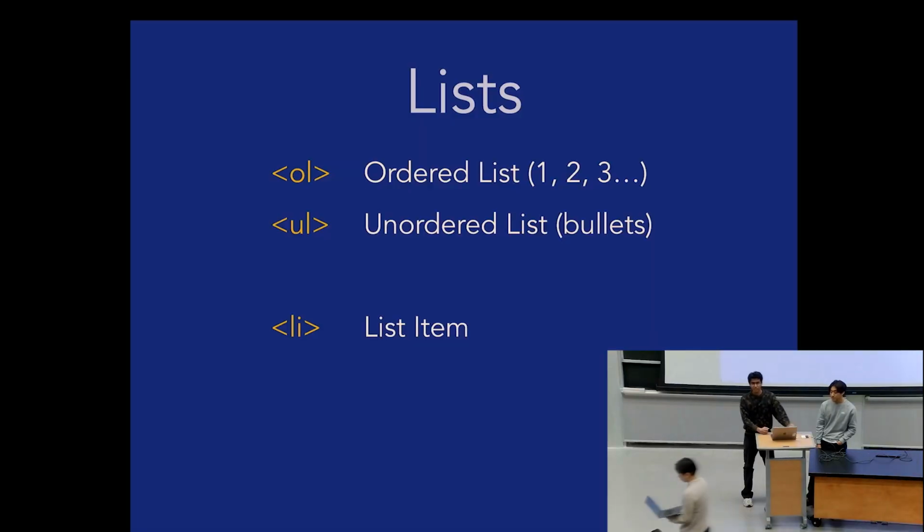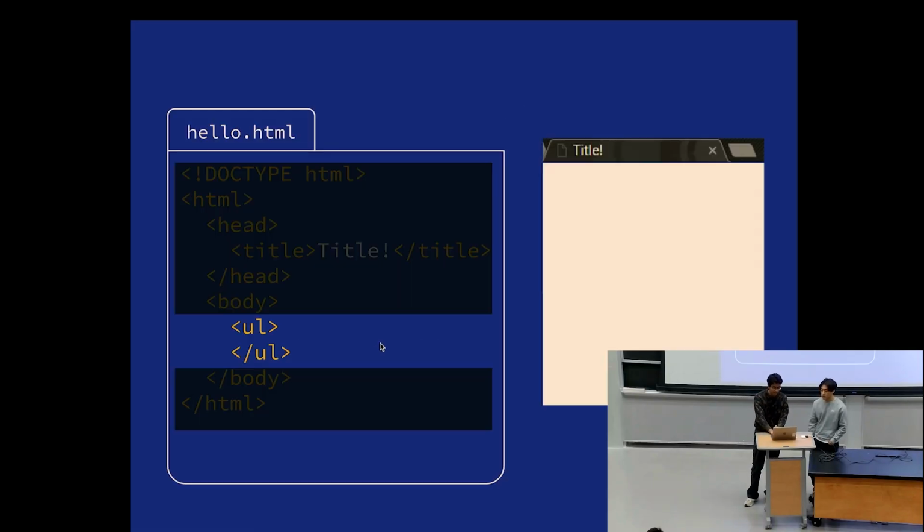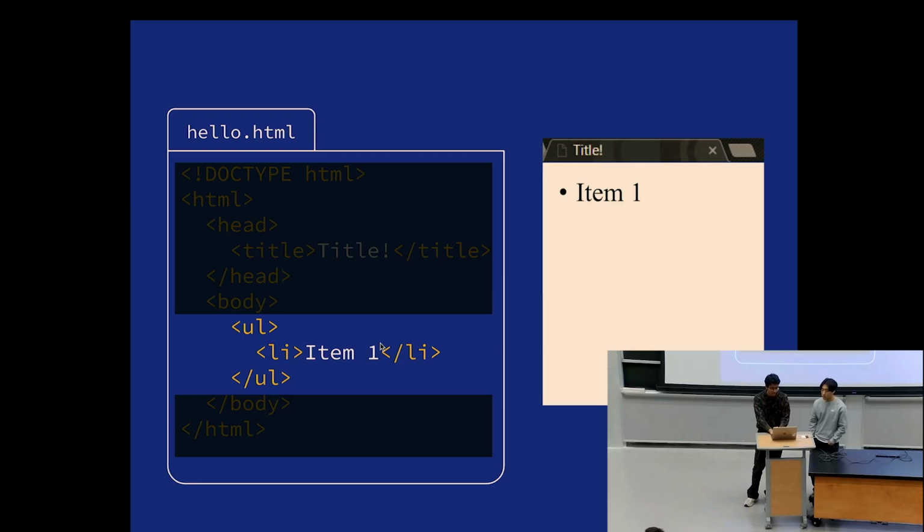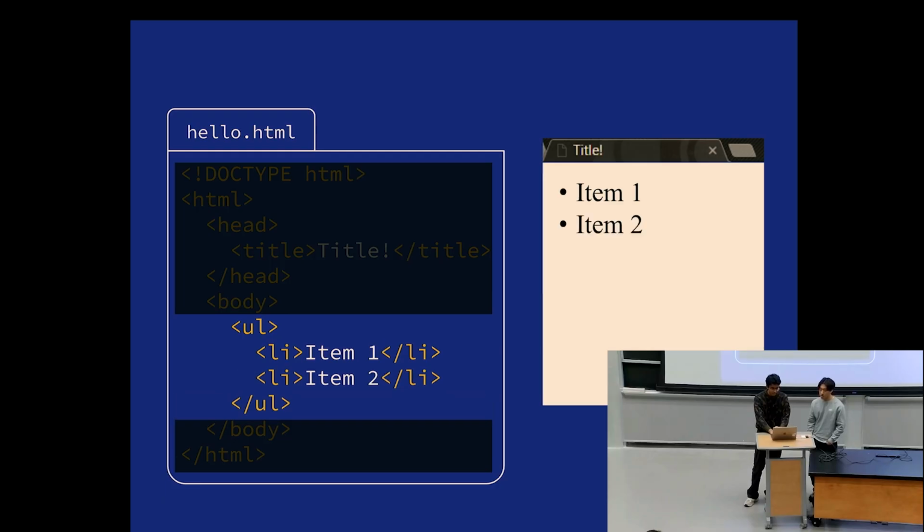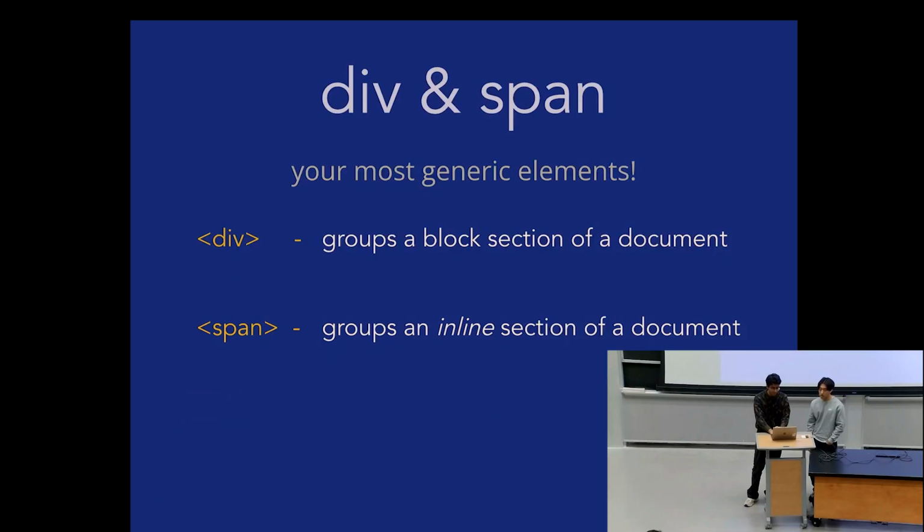All right, some other common elements are lists. Lists are pretty simple. You can have ordered or unordered lists, and they contain the list elements. I think that one's pretty self-explanatory.